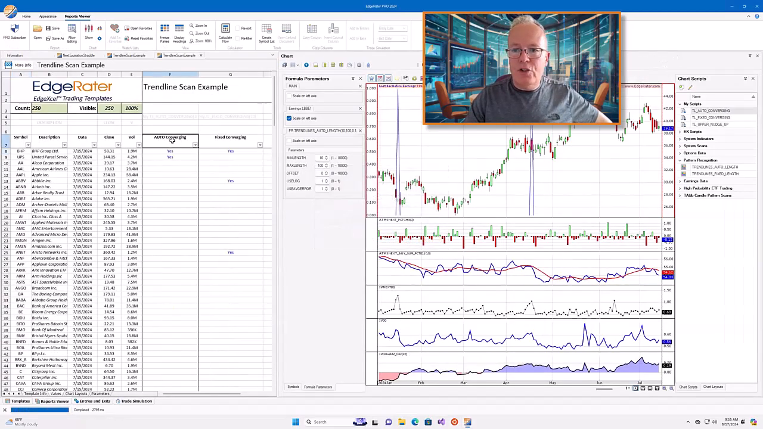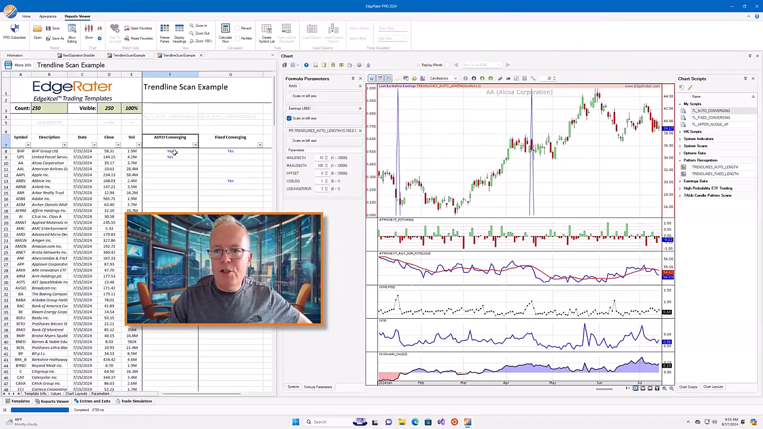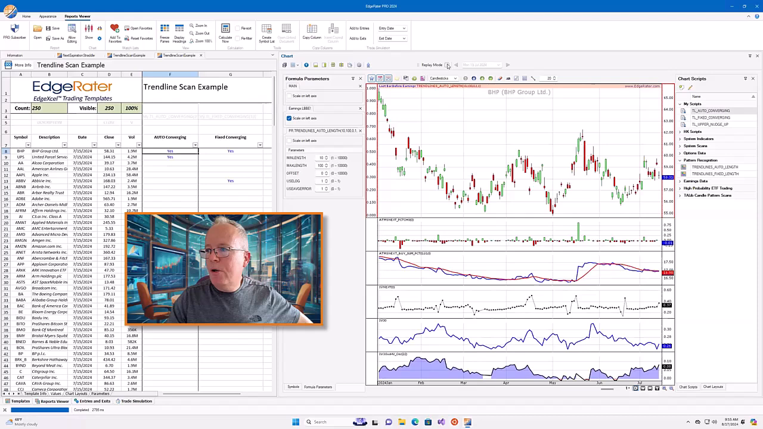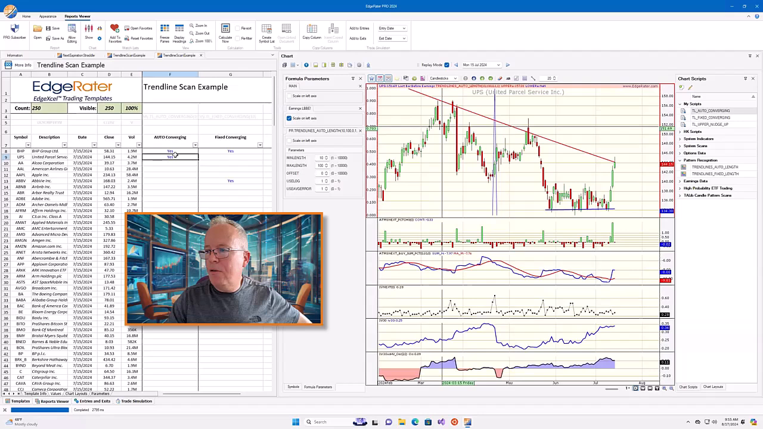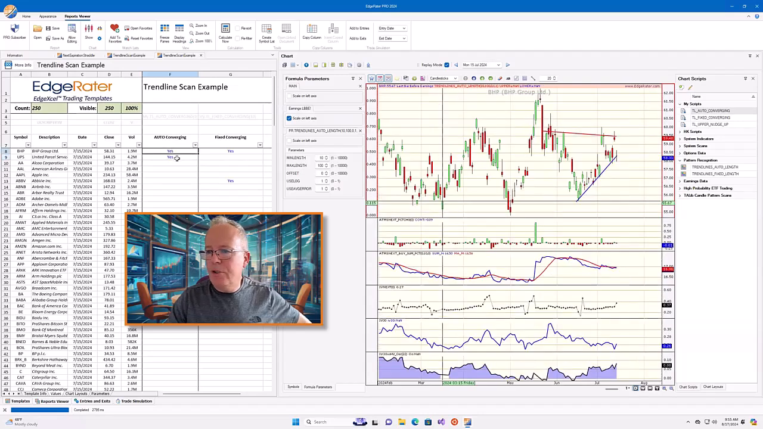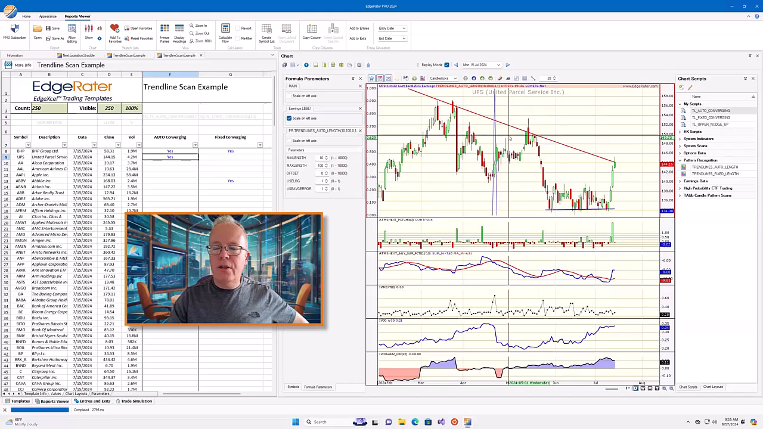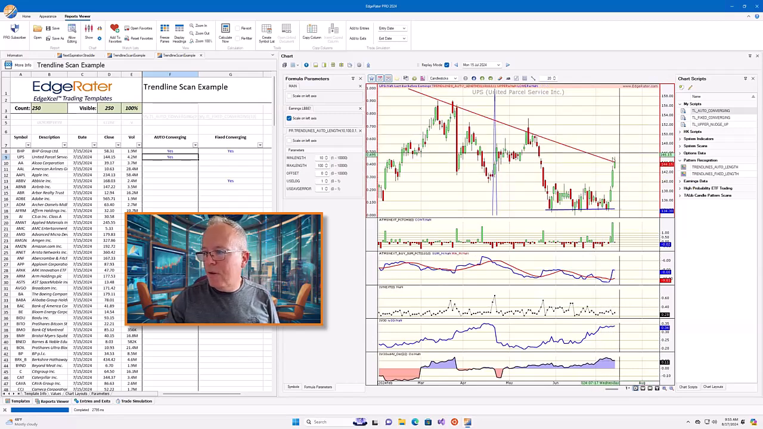And now we can see converging trend lines. There are only two. BHP, put it in replay mode on the chart so we can see what it was like. That was a converging line, and UPS converging. So these were converging, but another parameter that I'm paying attention to in some research is how wide this gap is at the end. What percentage of the stock price is the width of this ending gap between the upper trend line and the lower trend line? This is quite wide.